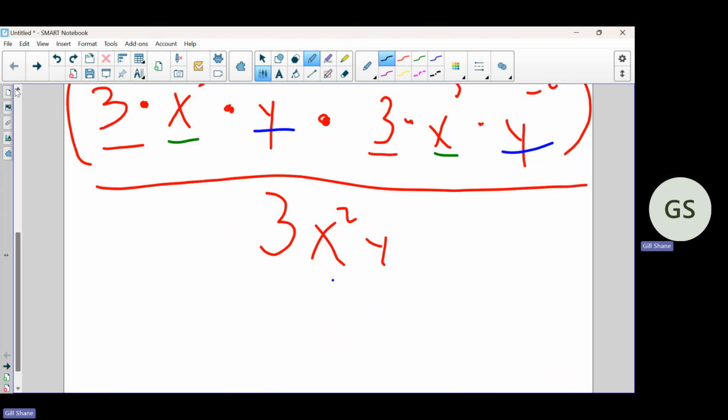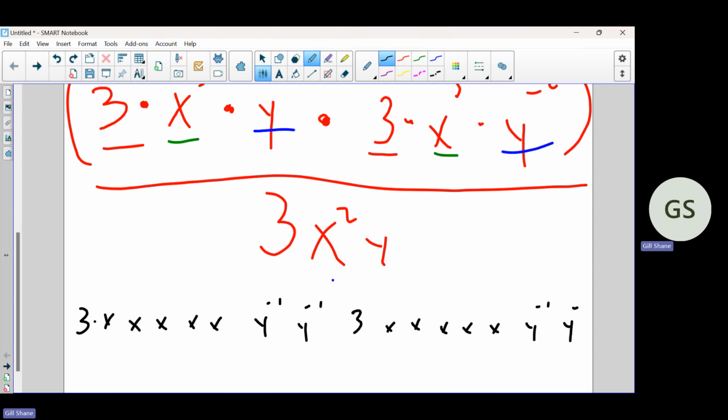All right, so I'm going to say this is really equal to 3 times 1, 2, 3, 4, 5 x's there. I'm going to say y to the -1 and then y to the -1 there. That's a little tricky. The negative exponents can definitely be tricky. So I'm going to show you a trick for those. And then this is the same thing, 3 times, just remember there's multiplication symbols in between all of these. Y to the -1, y to the -1.